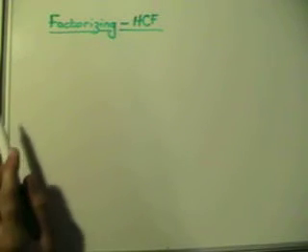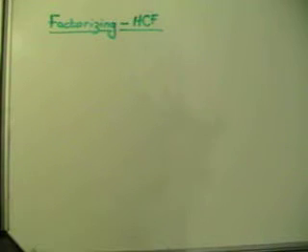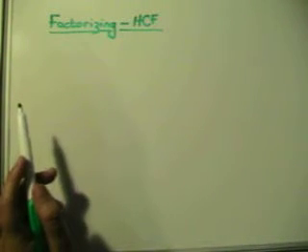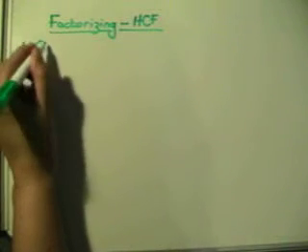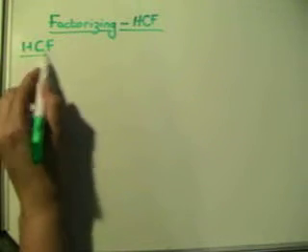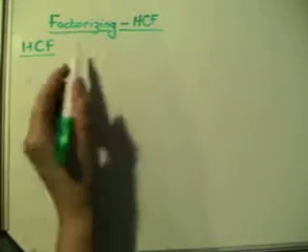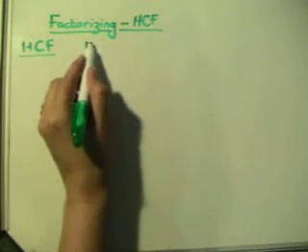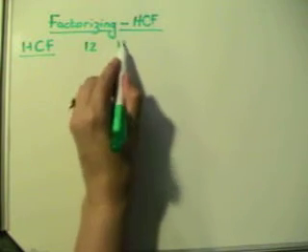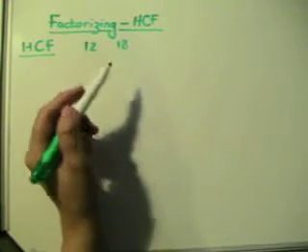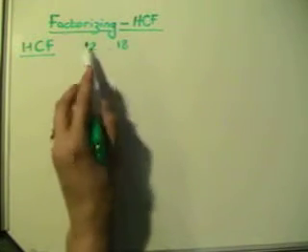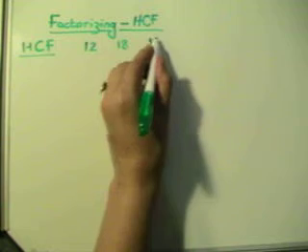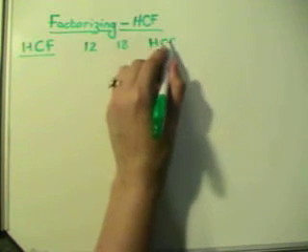Factorizing, taking out the highest common factor. When I take out the highest common factor, it's important to know first of all how to find the highest common factor. Hopefully you know that when I look at numbers, say for instance 12 and 18, I'm going to search for the biggest number that divides into 12 and 18, and that is my highest common factor.